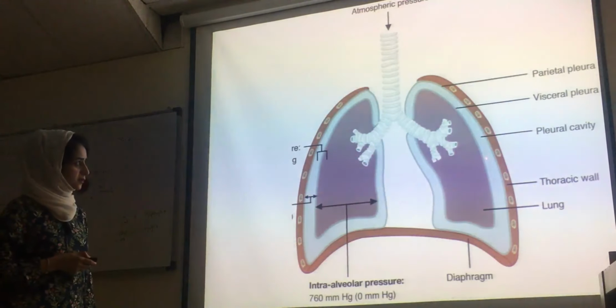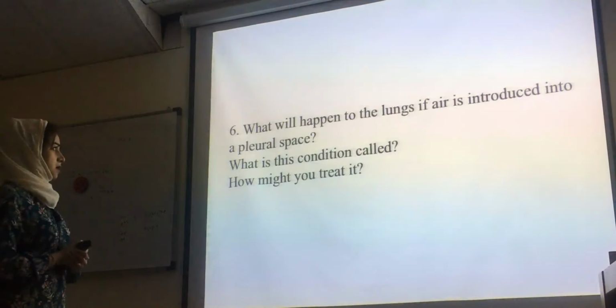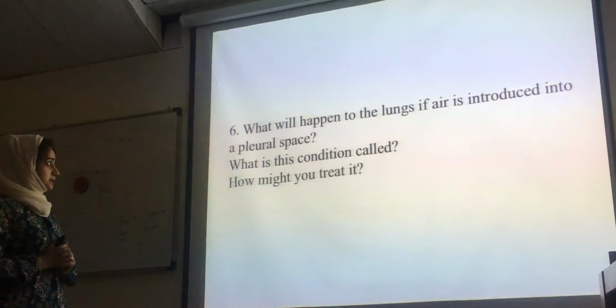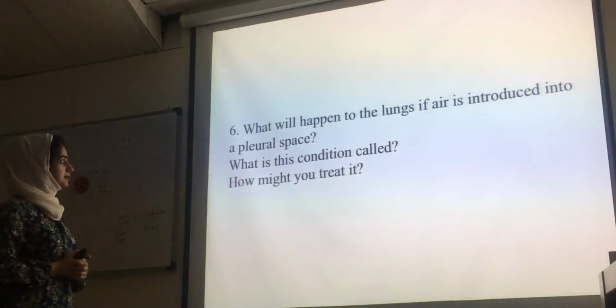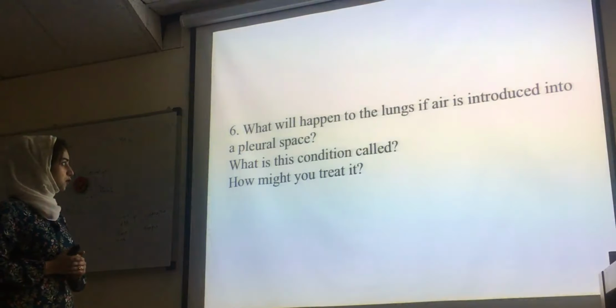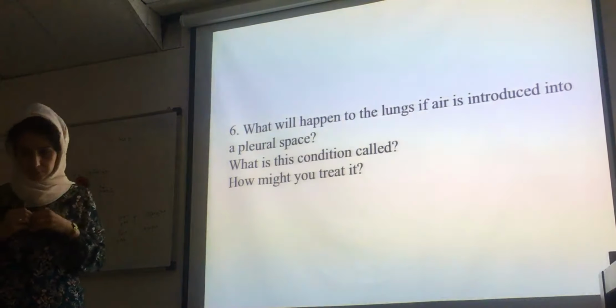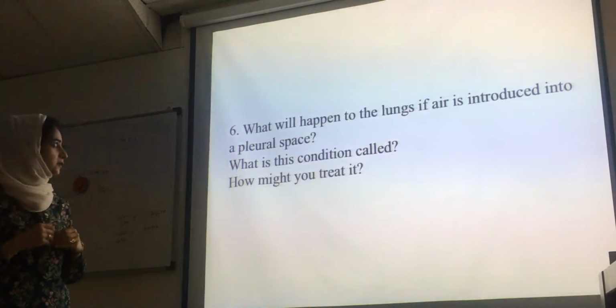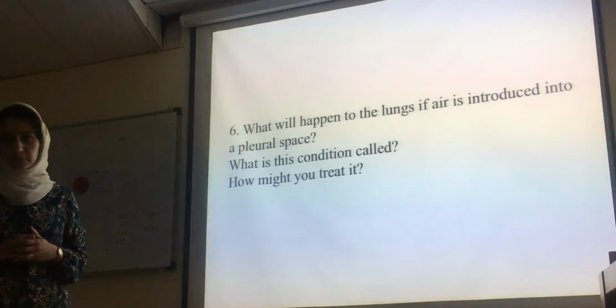You know, this is the pleural space and the pressure here. Then we will come to the sixth question. What will happen to the lungs if air is introduced into a pleural space? What is this condition called and how might you treat it? If air is introduced into the pleural space of the lung.